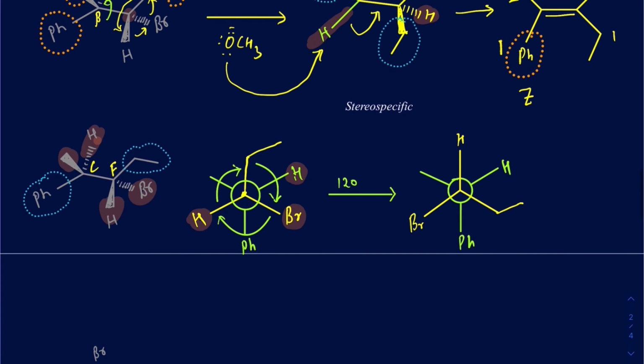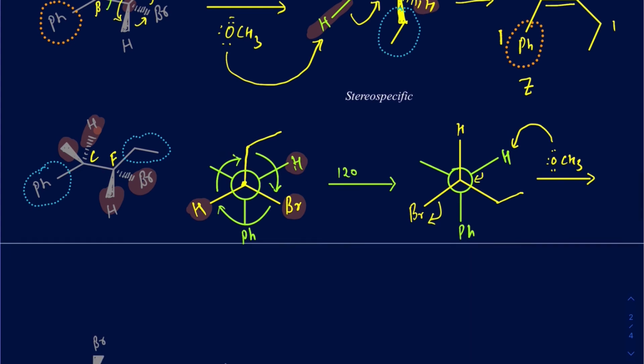Okay, so now they are anti to one another, and since they are anti to one another, I can go ahead and bring in my base and grab this proton here, and this bond is going to start creating a double bond between the front and the back carbon. So I can't really show that, but it's going to be somewhere down there, and this bromine is going to leave. So what happens at the end of the day?